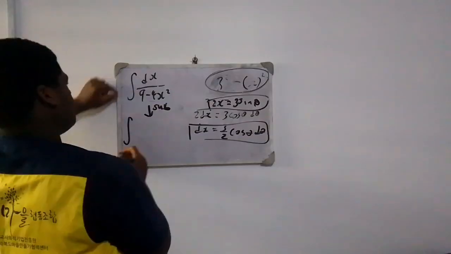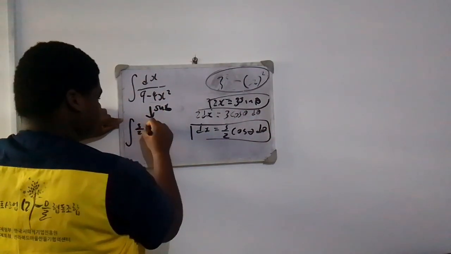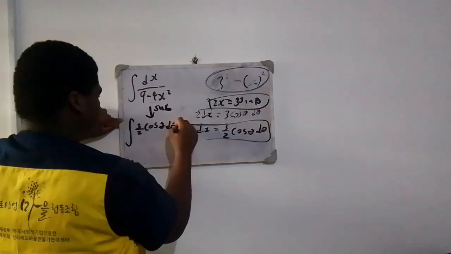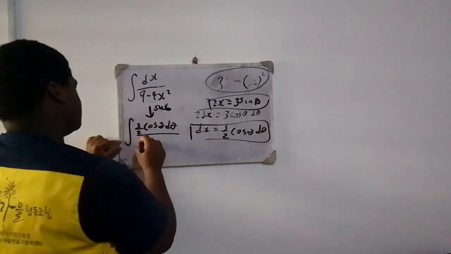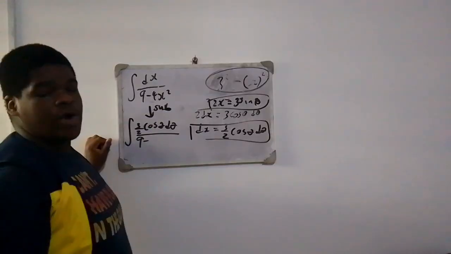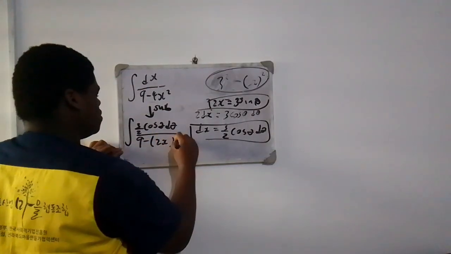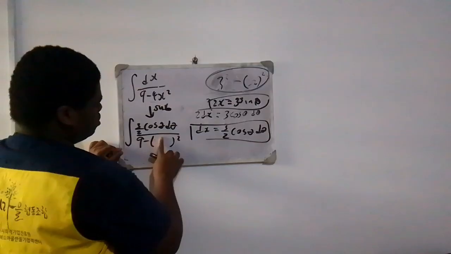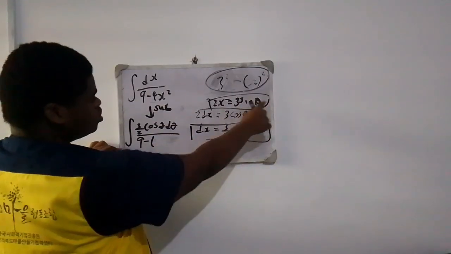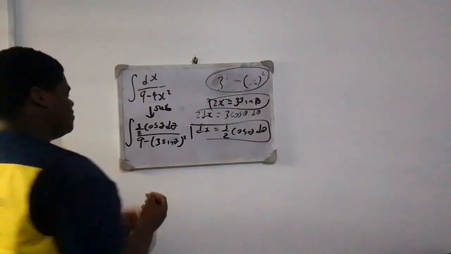we have the integral, the x turns to 3 over 2 cos theta d theta, all divided by 9 minus 4x squared. It is no more 4x squared, 4x squared is now 2x all squared. So we have 2x all squared. But this 2x is something else. This 2x is equal to 3 sin theta. So we have 3 sin theta all squared.